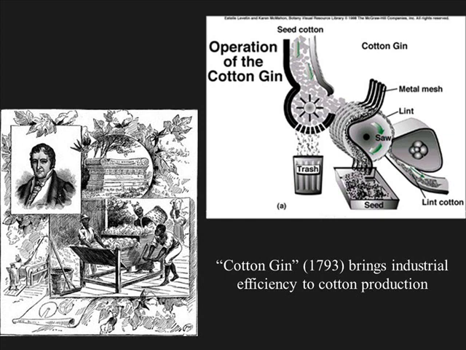And cotton growth explodes in the American South to the point where it starts to be referred to as King Cotton in the South. Cotton becomes, along with tobacco, the two major southern exports. So those are the two major things that the South is growing to make money.